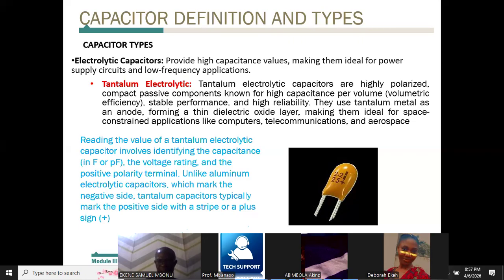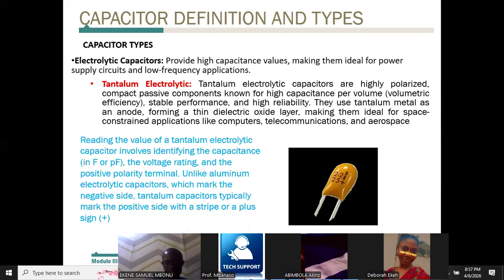They use tantalum metal as anode, forming a thin dielectric oxide layer, making them ideal for space-constrained applications like computers, telecommunications, and aerospace. So you see, it's not one type. You have to know what you really want and the type of capacitor you need.